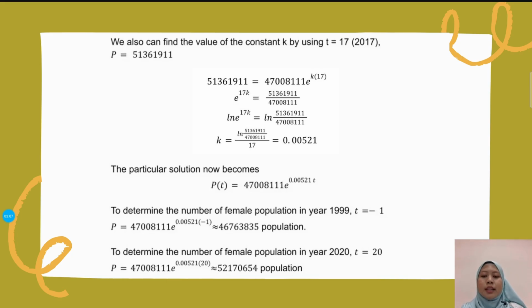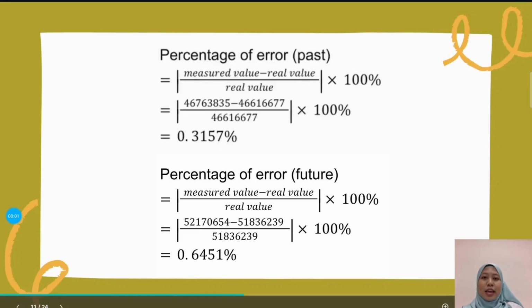We also need to determine the number of population in year 1999, which is t = -1. When we substitute into the equation, we get approximately 46,763,835 population. We also need to determine the number of population in year 2020, which is t = 20. When we substitute the number, we get approximately 52,170,654 population. After we have calculated all the data from the equation, we need to find the percentage of error from both past and future.